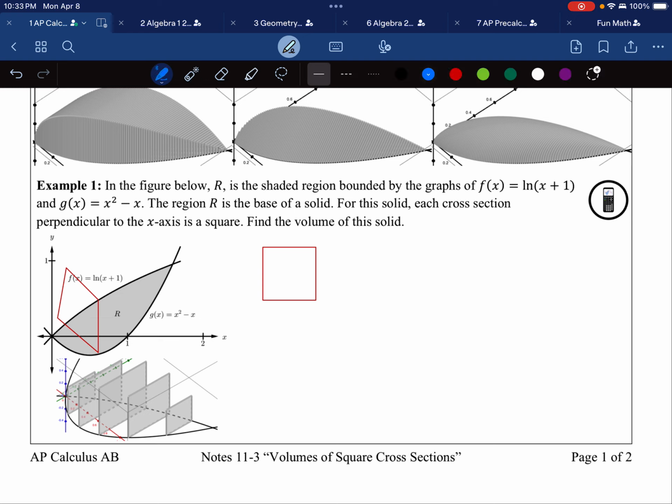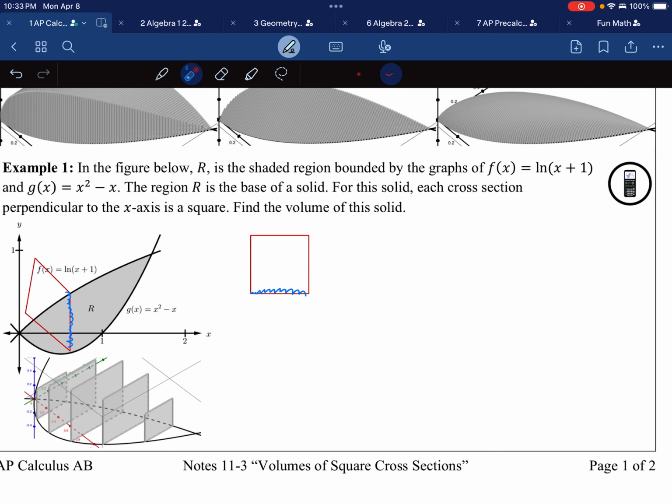Let's go ahead and say that I'm going to make this bottom length right here a blue squiggle. This is my blue squiggle. So that's the bottom of the square. What is the length of that bottom of the square? Well, it's the top minus the bottom. The top function is natural log of x plus 1. The bottom function is x squared minus x. It's a little bit tedious to say, and since I have access to a calculator, I'm just going to call top f, bottom g. So this length right here is f of x minus g of x. It's always top minus bottom. That is the definition of this length.